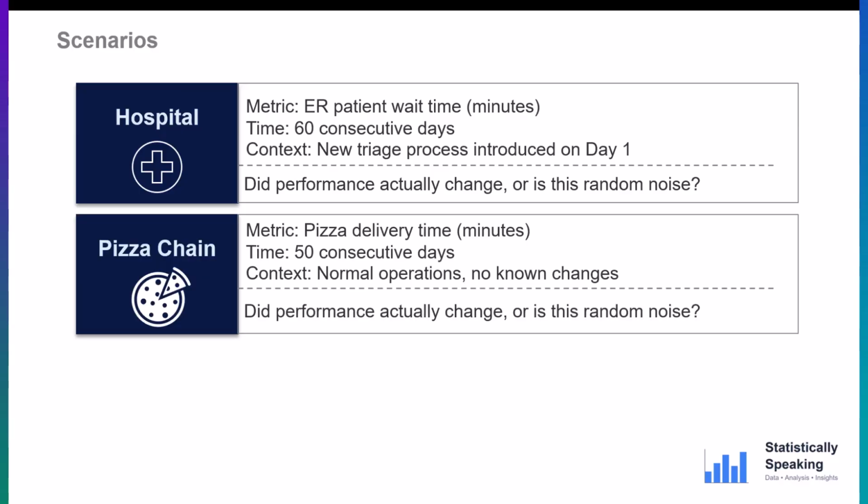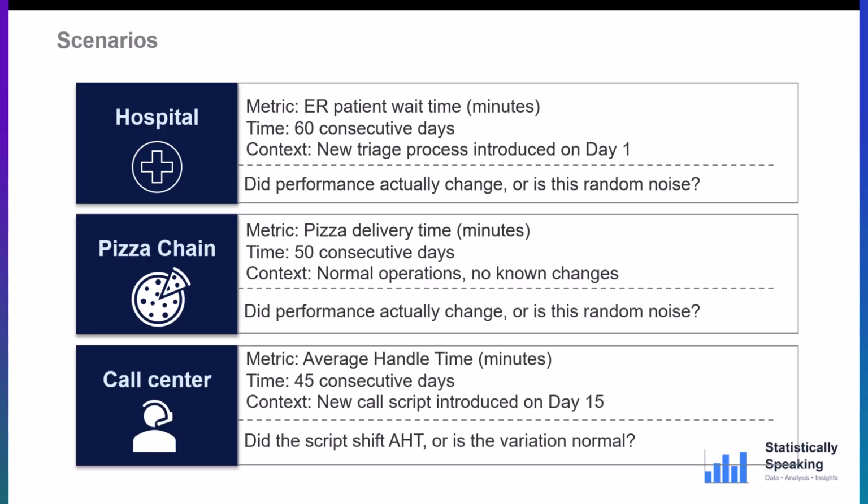In the food service industry, let's say a pizza chain restaurant could track delivery times for every order across 50 consecutive days to determine whether the delivery process is stable or if it was showing non-random behavior. In call centers, your call center manager could track average handle time after a new call script was introduced, and they could determine whether the AHT actually shifted or if it was the same process with normal variation.